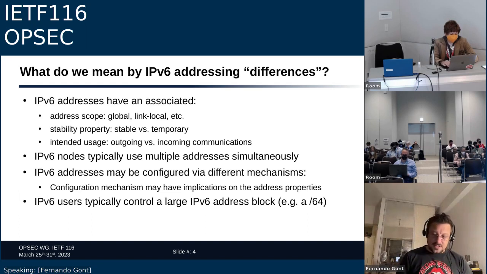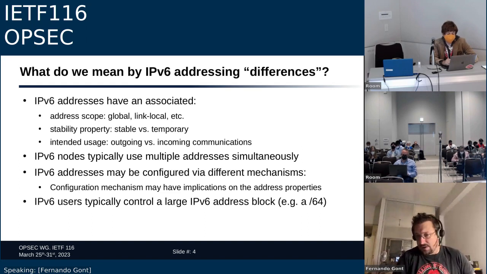And another thing that is super important for this topic is that in most cases IPv6 users, or attackers, for instance, have control of a large IPv6 address block. Compare this to IPv4, where if you are super lucky, you might get one public IPv4 address at home, and sometimes not even that. But with IPv6, it's usually the case that you get at least a /64. So the user or the attacker controls a large address block. Next slide.